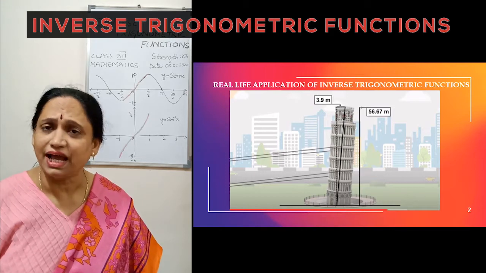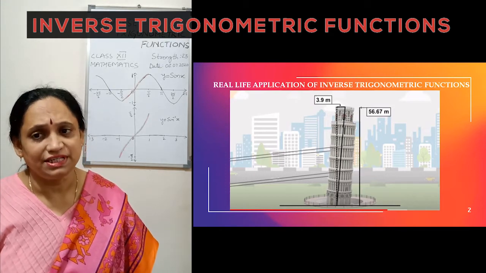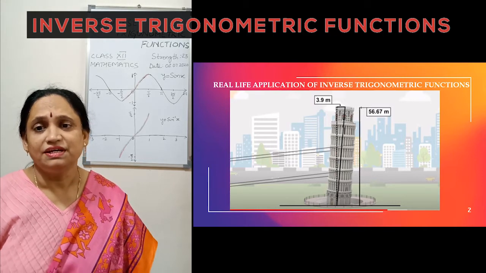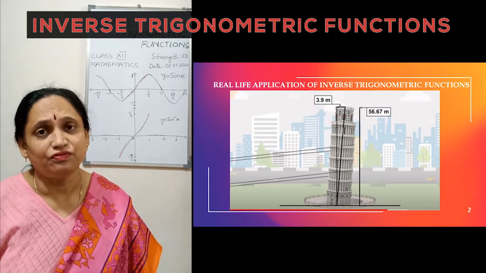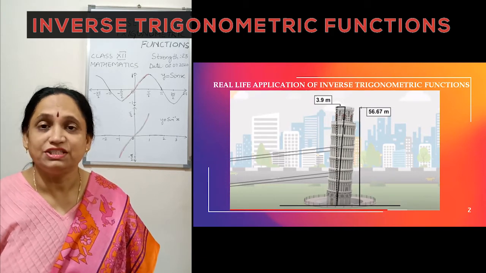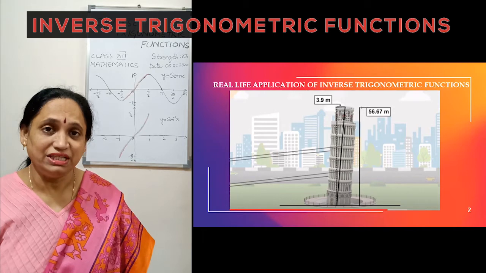They calculated the angle at which the tower was leaning, and by applying the concepts of inverse trigonometric functions, the tower was tilted at an angle of 3.9 degrees and made safe for the next 300 years. Amazing, isn't it?